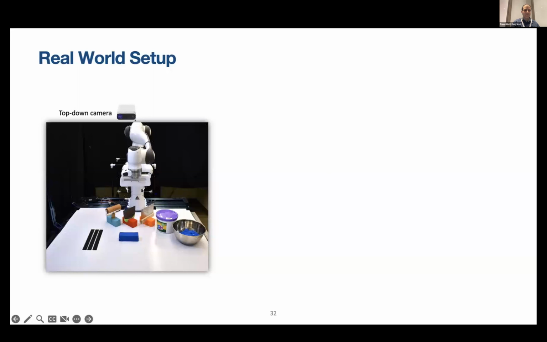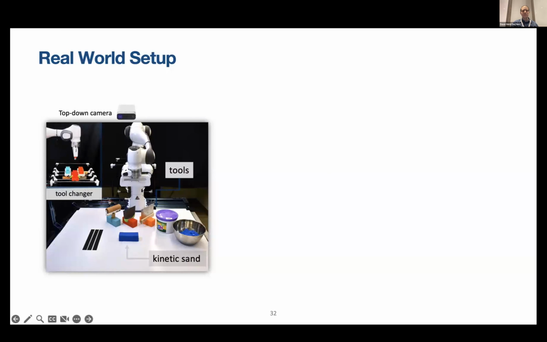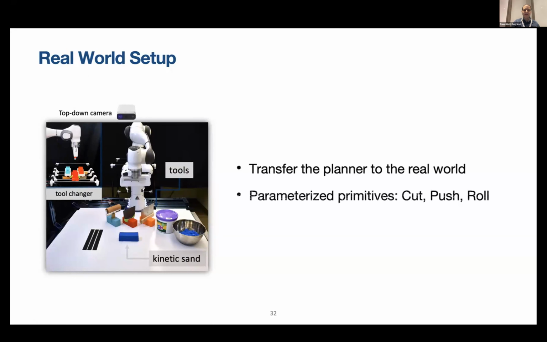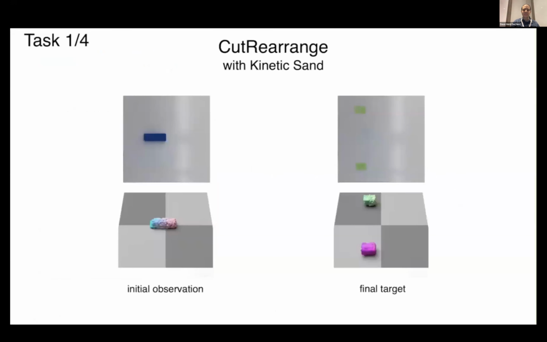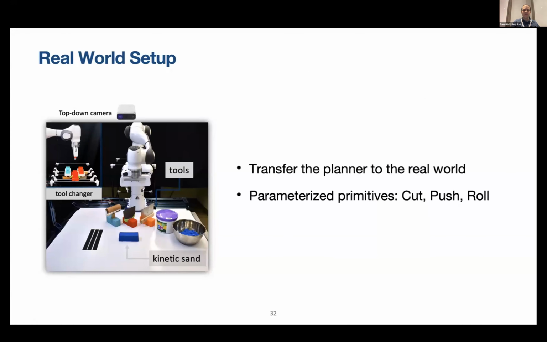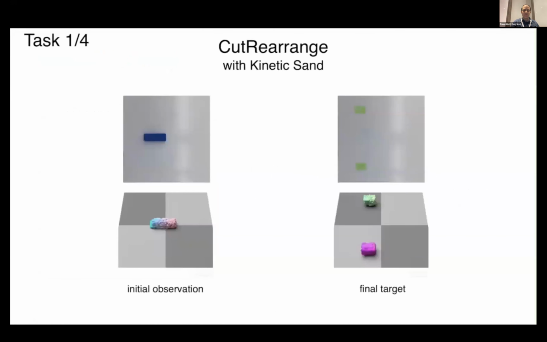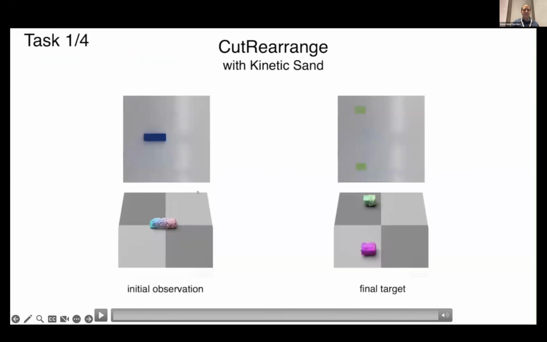In the real world, we have this top-down camera. We have kinetic sand that is our sort of dough. We have a few different tools that we're going to use, and we have a tool changer that the robot will stick its gripper in to swap between the different tools that are attached to the end effector. Okay, so we're going to show that we can transfer the planner to the real world with these different skills: cut, push, and roll.